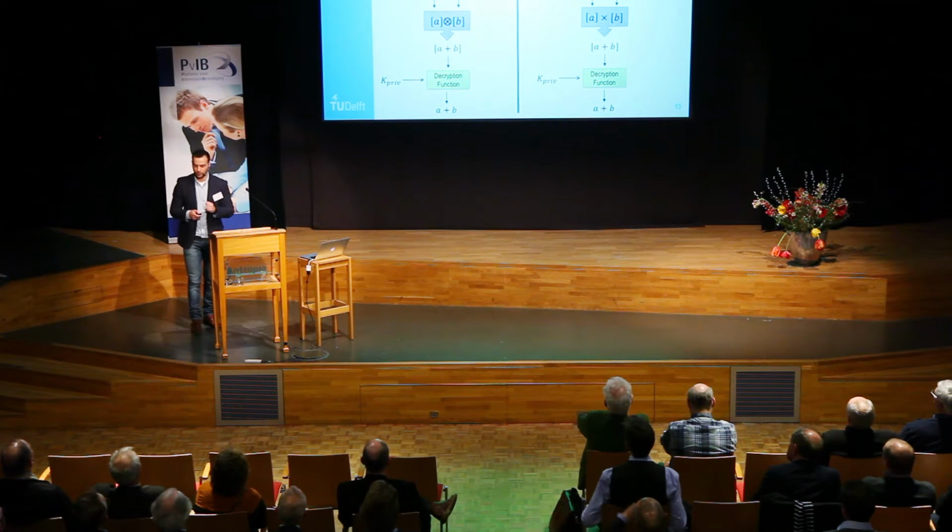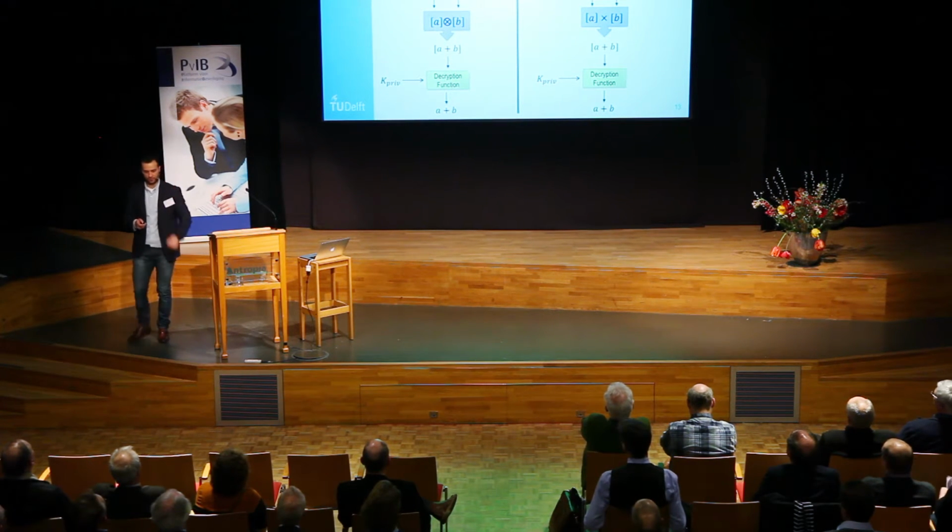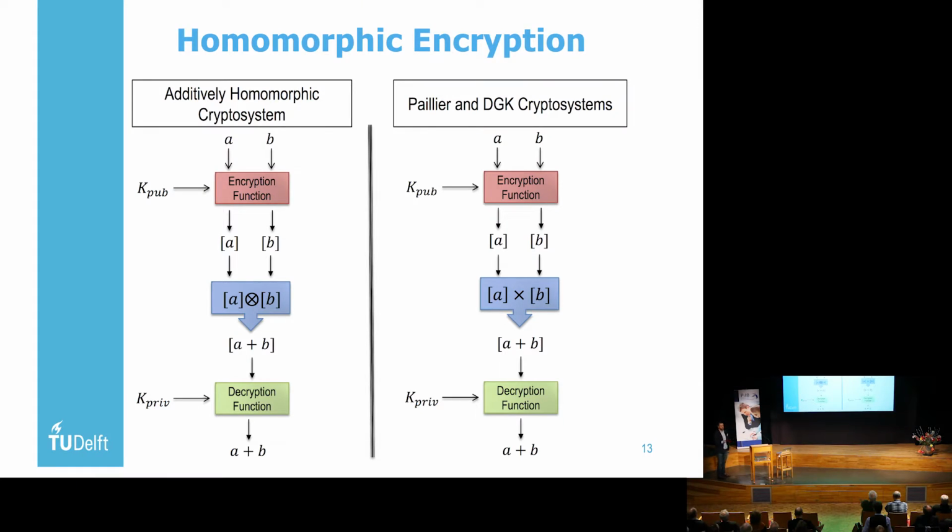First, homomorphic cryptosystems. What is this homomorphism? Homomorphism means that a set of operations in one domain corresponds to another set of operations in the other domain. This is additively homomorphic cryptosystems. What we do is we have 2 values, A and B.